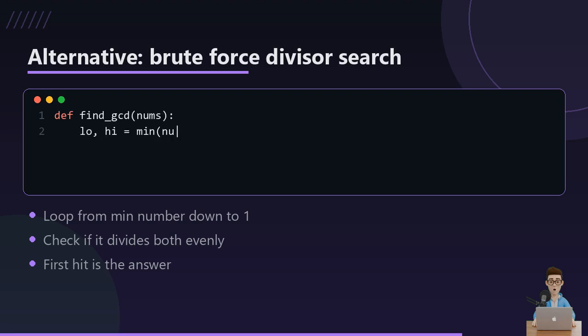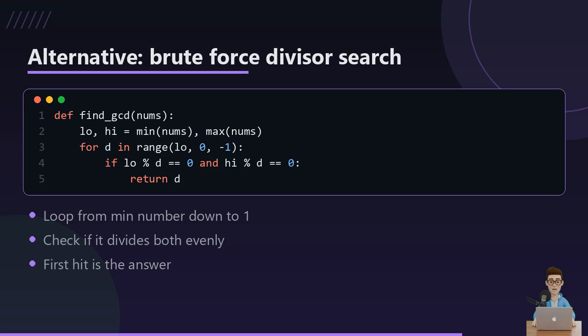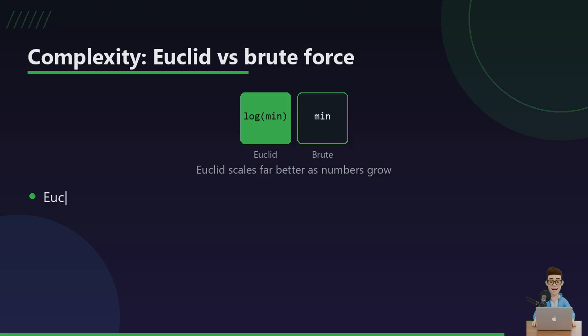If you blanked on math.gcd in an interview, this brute force works too. Count down from the smaller number and stop at the first value that divides both cleanly. It's a totally fair thing to say out loud first, then improve it. The downside is it's slower and it's more code to get wrong under pressure.